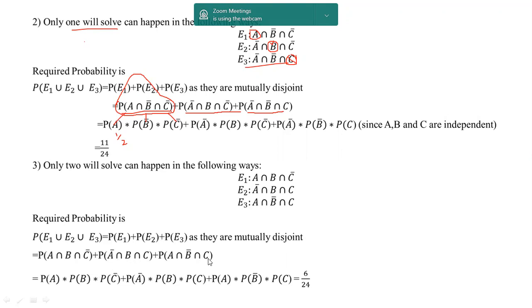Remaining terms also we are doing the same thing, and substituting the respective probabilities. Probability of A solving is 1 by 2, probability of B solving is 1 by 3, and probability of C not solving is 3 by 4. So substituting all the probabilities, after simplification, we get the answer 6 by 24.